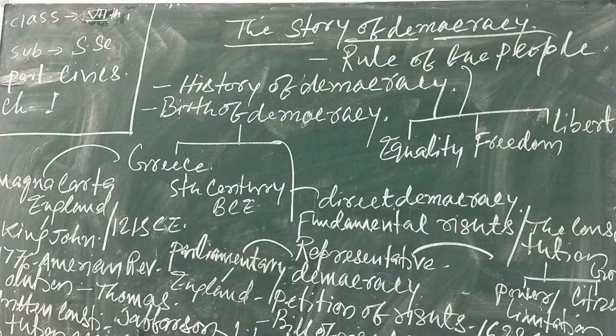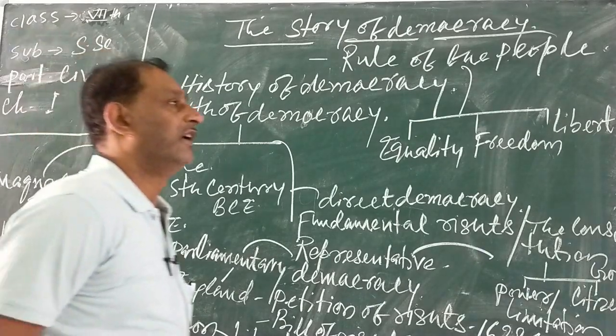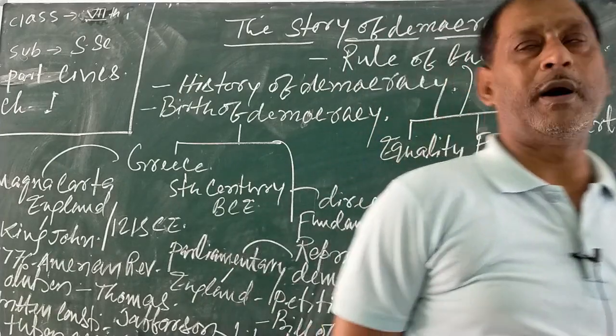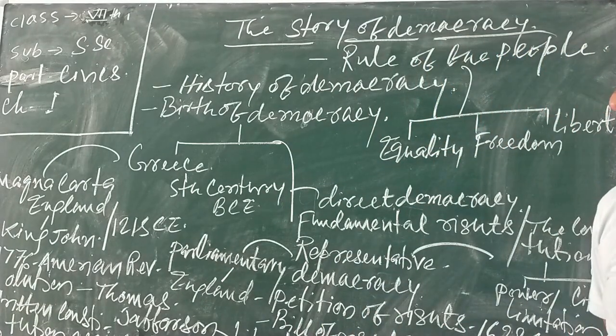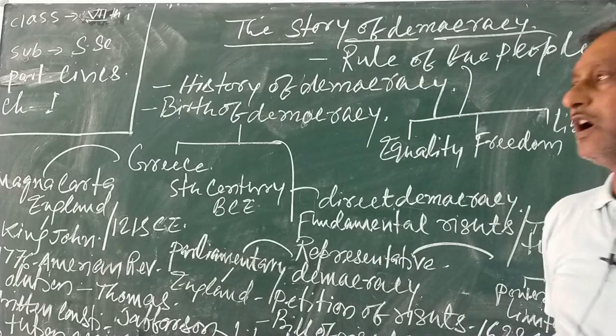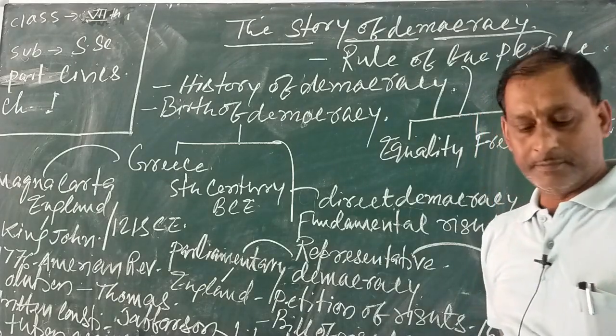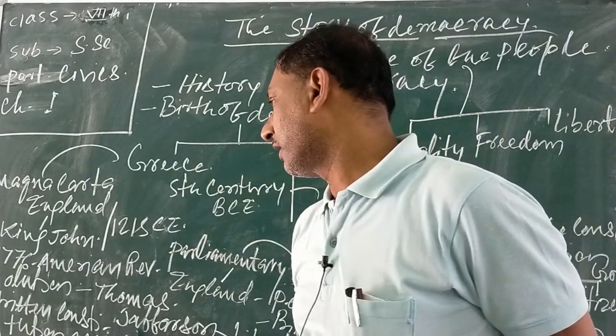Next, in England, the Magna Carta, through the declaration of King John in 1215 CE, decided on the legislature, executive and judiciary through curtailing the power of the king or monarch.